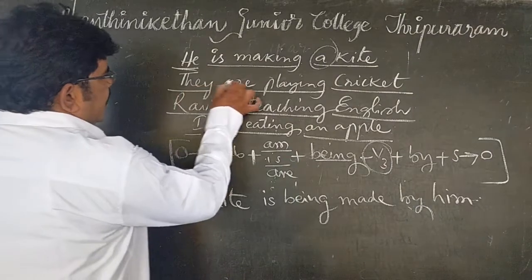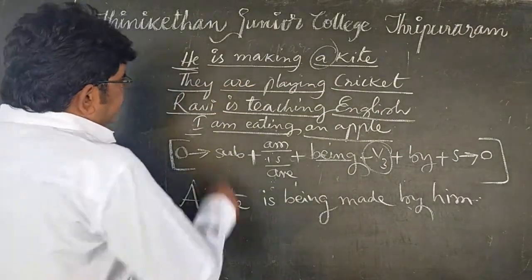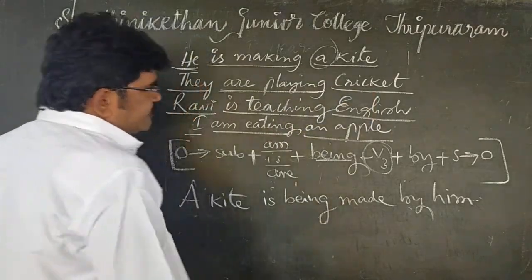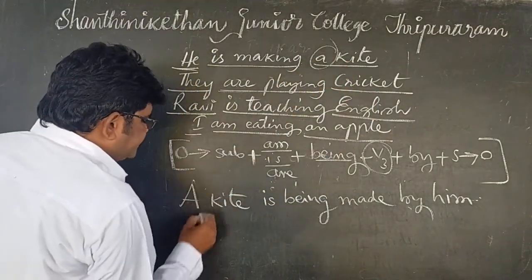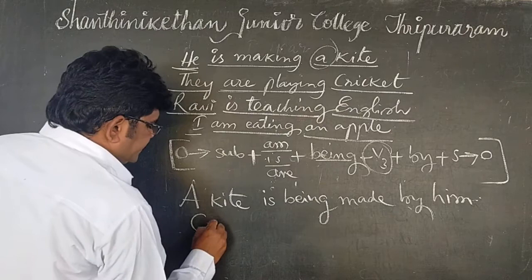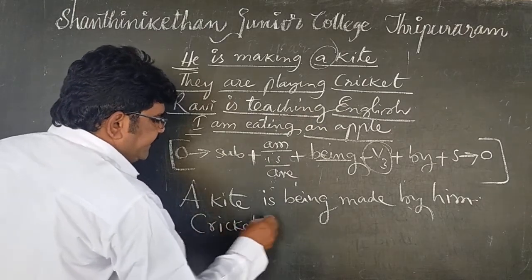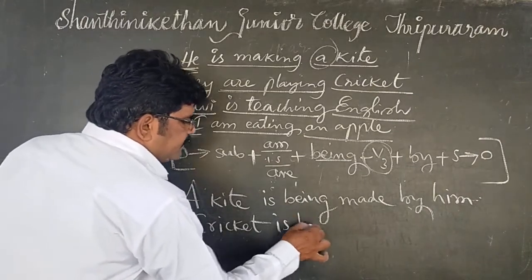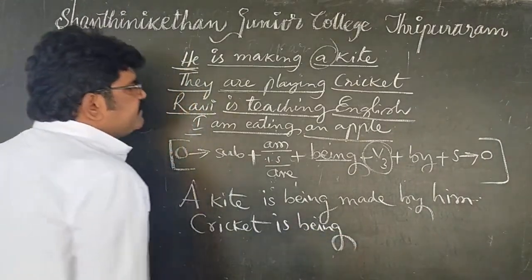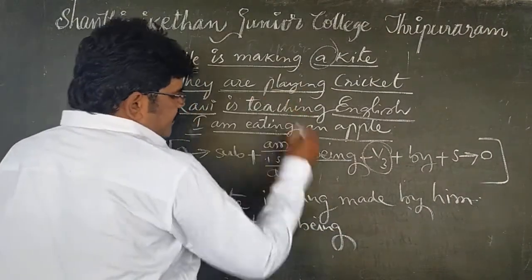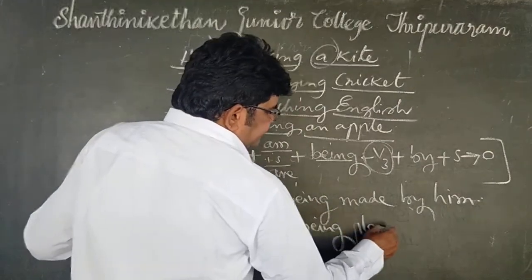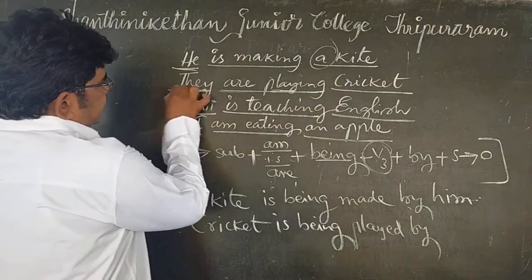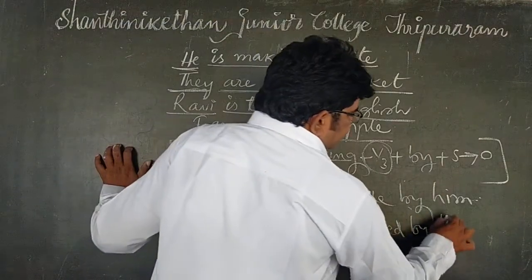Next one. They are playing cricket. Here they is the subject, are playing is the verb, cricket is the object. So choose the object first: cricket. Cricket is a single number, so use is being. Cricket is being, and the third form of play, played, by. Who is the subject here? They. They becomes them.